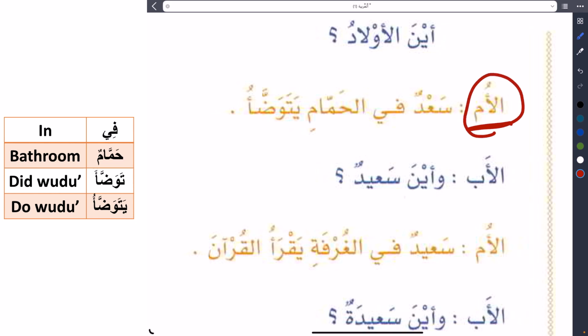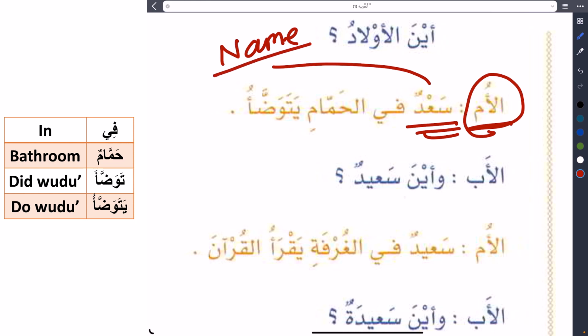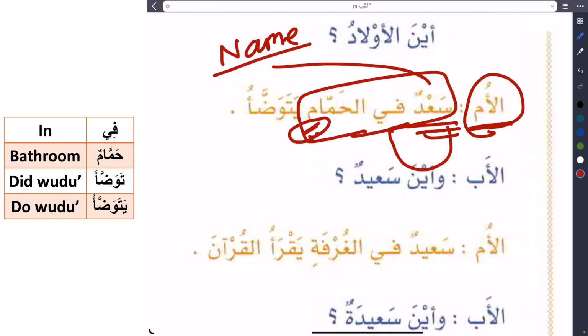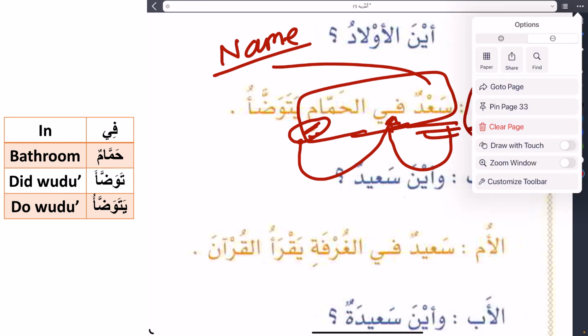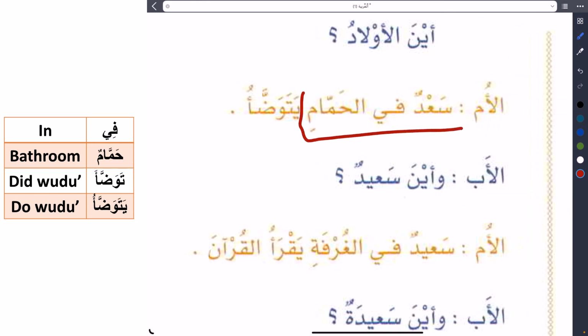So, the mother says, Sa'dun. This is a name. Someone whose name is Sa'd. Sa'dun is in the bathroom. Sa'dun fil hammami. And we put kasra under al-hammami because there is a preposition before, fi. You should know that. So, Sa'dun fil hammami. Sa'dun is in the bathroom.